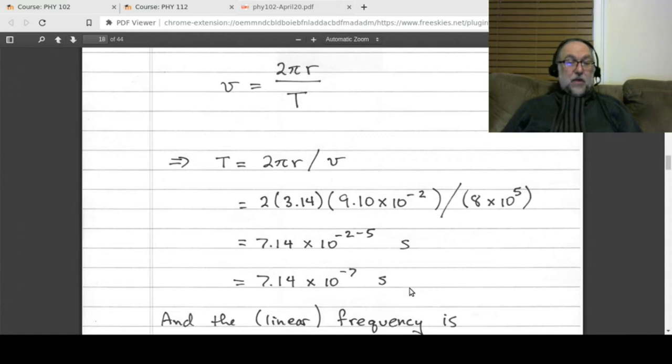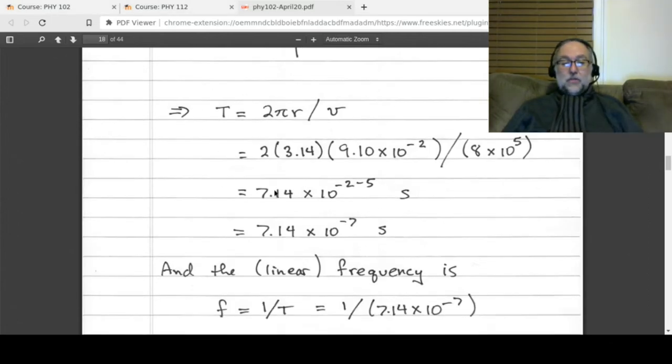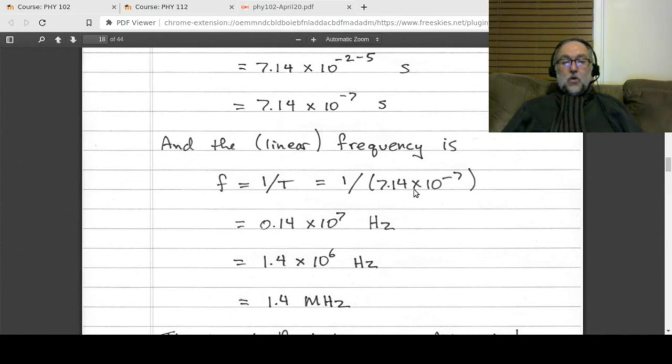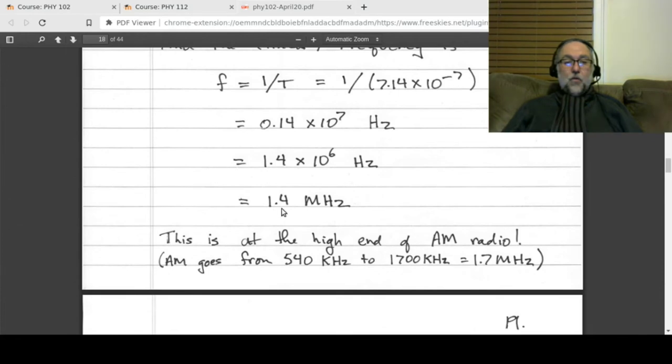Okay, that is a very short time. The electron is doing a loop with a radius of about 9 centimeters, or a diameter of about 18 centimeters, but it's doing it extremely fast. This is like 10 to the minus 7. If I move the decimal over, like 0.7, that would be 10 to the minus 6. So we're down into the microsecond range. Now the frequency, and this is linear frequency, obviously, is just 1 over the period. Substituting that in, we find that it's 1.4 times 10 to the 6 hertz. And 10 to the 6 is mega, so this gives us a frequency of 1.4 megahertz.